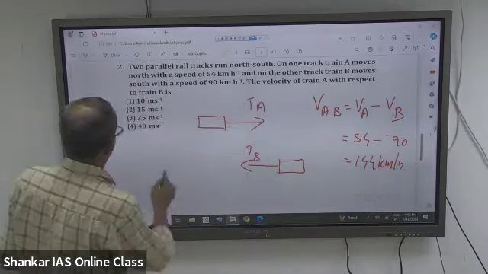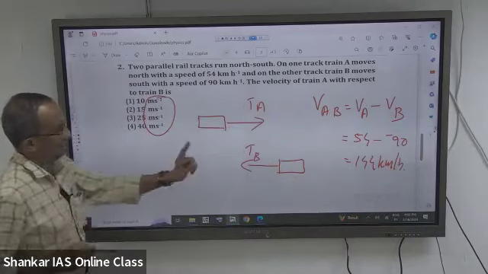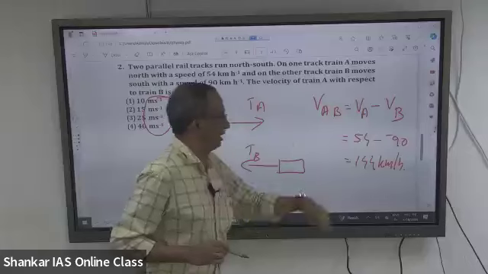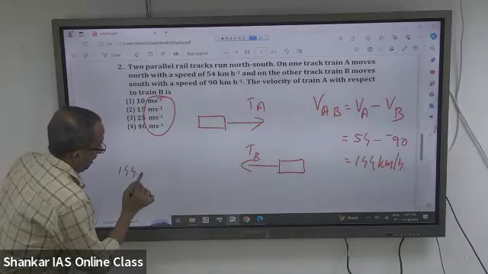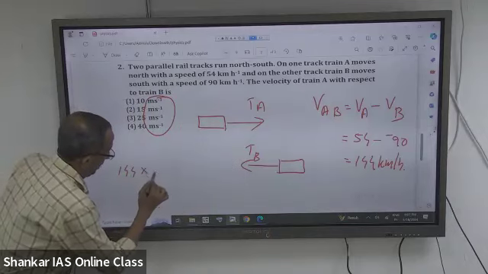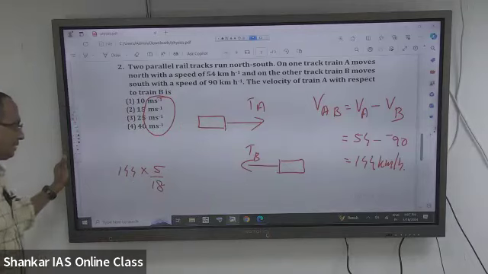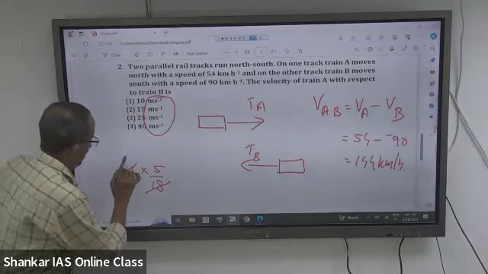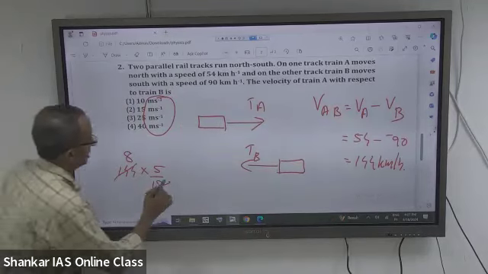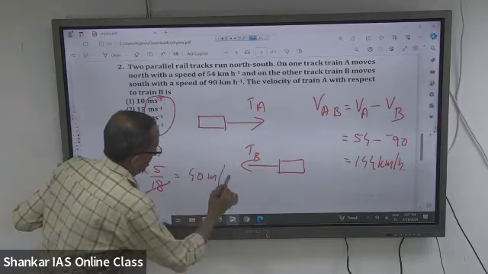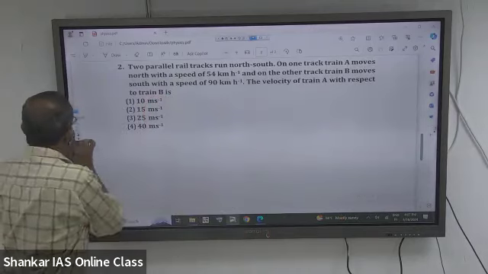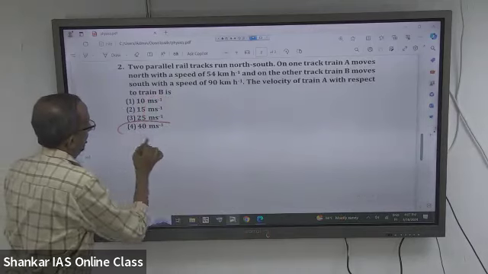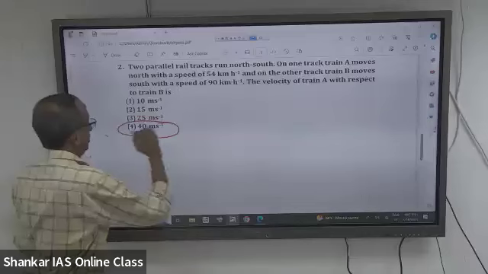But here, see, the answer is given in meter per second. So we have to convert this kilometer per hour into meter per second. So 144 km per hour equals 144 into 5 by 18. 18 and 144 cancel, the answer is 8. 8 into 5 is 40 meter per second. And so the answer is 40 meter per second. The fourth option is the answer.